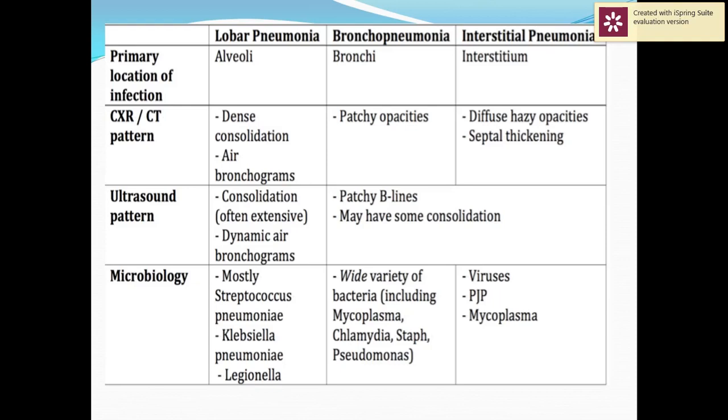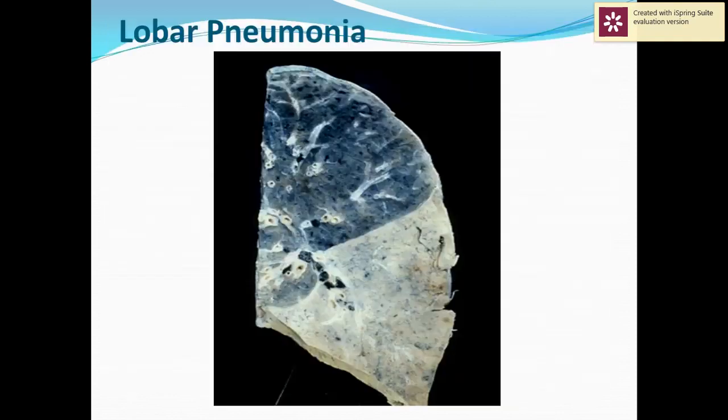And the microbiology: most likely streptococcal pneumonia, klebsiella pneumonia, legionella in lobar pneumonia, but in bronchopneumonia mycoplasma, chlamydia, pseudomonal, while usually the viruses and pneumocystis jirovecii, mycoplasma can cause also interstitial pneumonia.